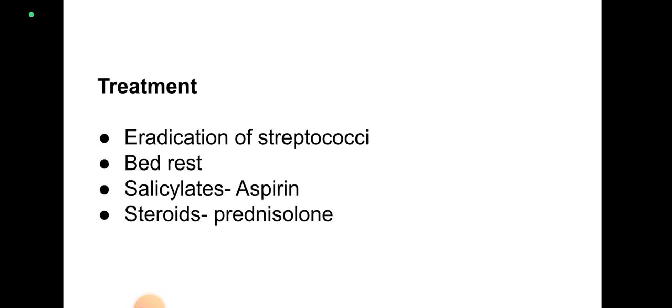Treatment of acute rheumatic fever is based on eradication of streptococci. A 10-day course of erythromycin or oral penicillin is administered to all patients to eradicate streptococcal infection. Bed rest is required in patients with severe carditis. Salicylates like aspirin are given and steroids like prednisolone are given.